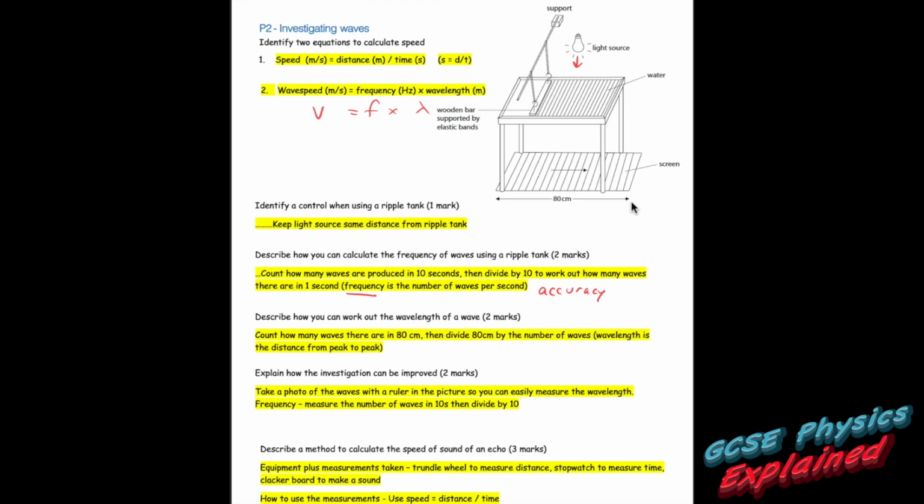So if this was 80 centimetres, and you can see we've got 1, 2, 3, 4, 5, 6, 7, 8, 9, 10, 11, 12, 13, 14, 15, 16, 17, 18, 19 waves. So you do 80 centimetres divided by 19 waves, and that would tell you the length of 1 wave. So that would be 4.2 centimetres in this particular example.